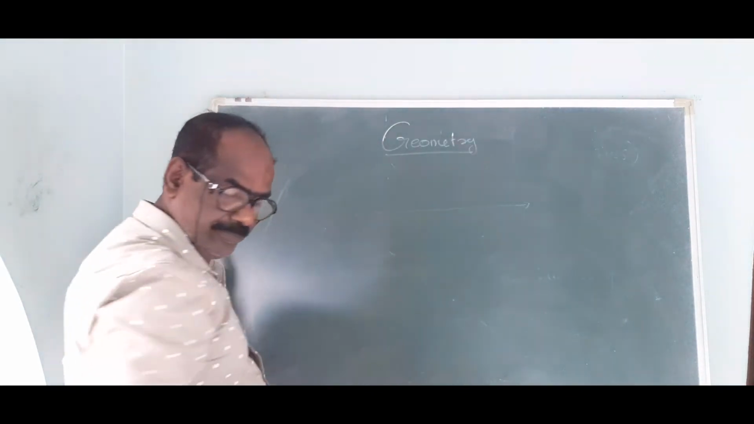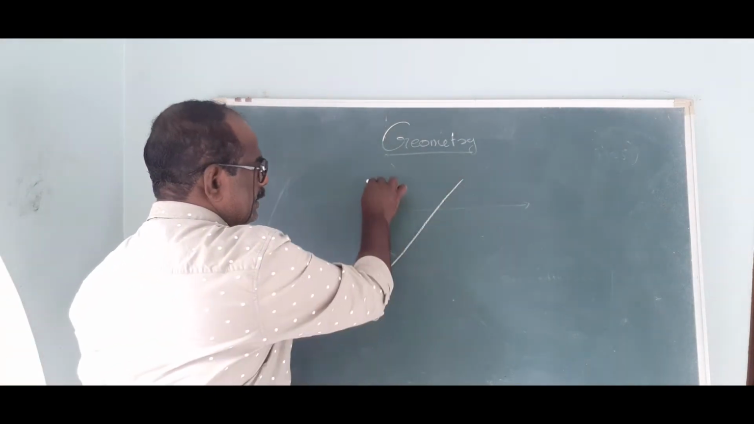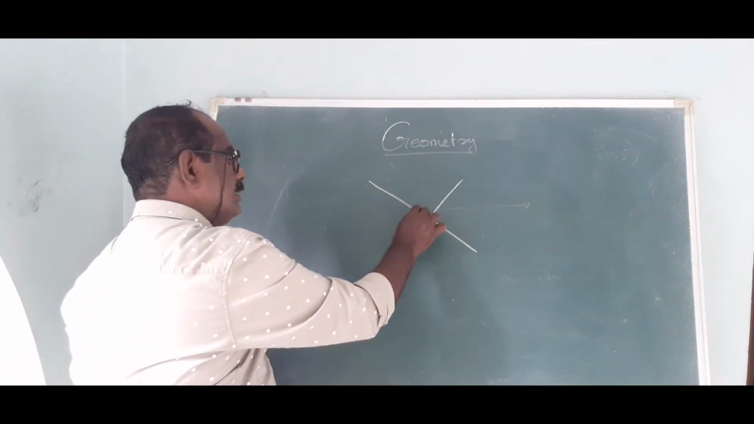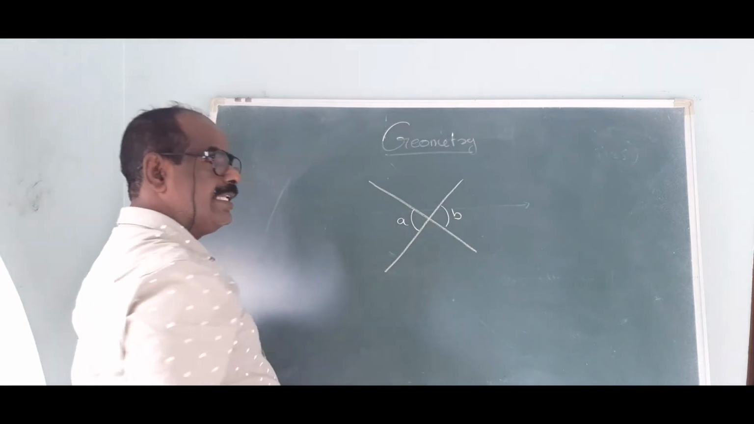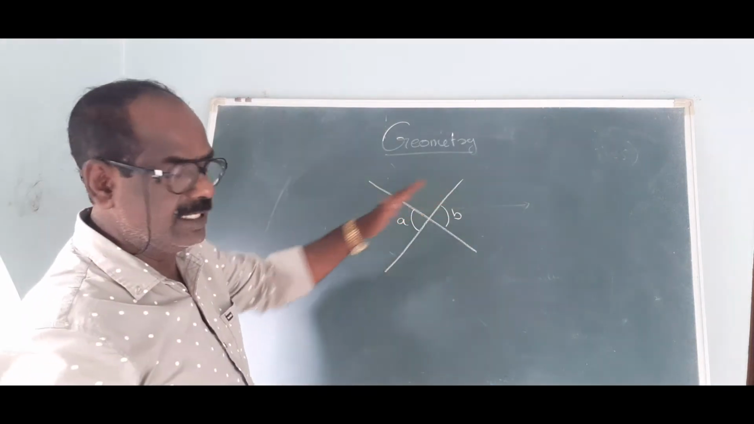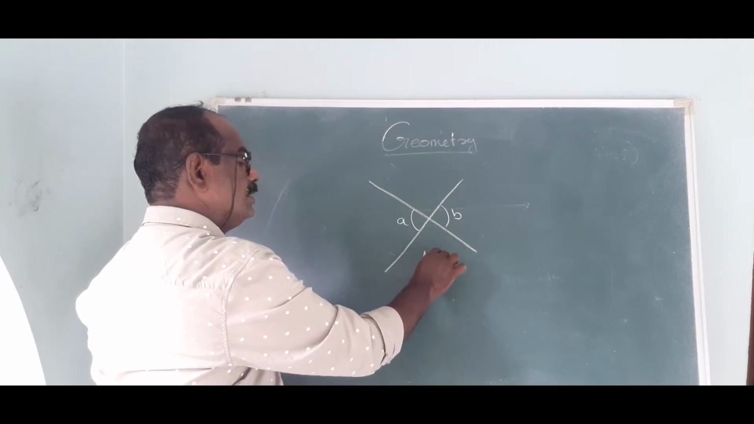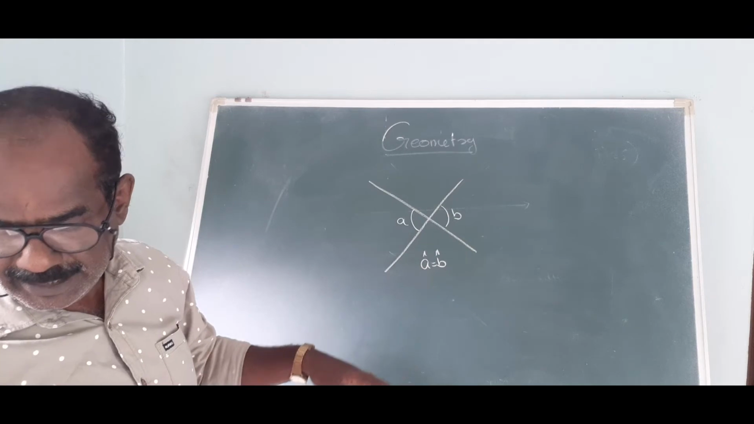Next property: if two lines intersect like this, this is angle A, this is angle B, we can say that opposite angles are equal. Angle A is equal to angle B. This is another property.